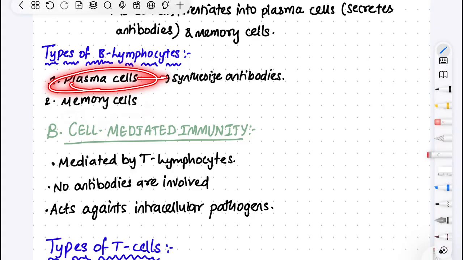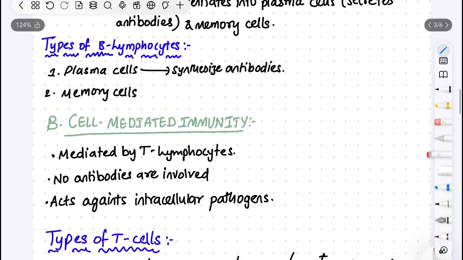Plasma cells generate the antibodies. They synthesize the antibodies, whereas memory cells create a memory of the antigen. If there is another encounter of the same antigen, these memory cells get activated and kill the pathogen.